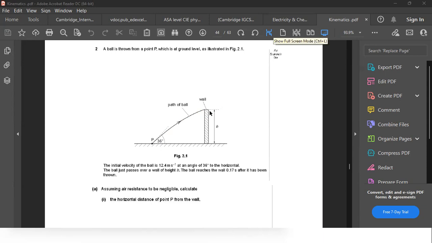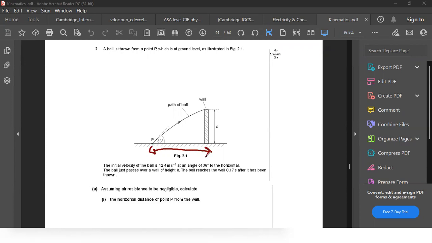Okay, so the initial velocity of the ball is 12.4 at an angle of 36 degrees to the horizontal. The ball just passes over the wall of height h. The ball reaches the wall 0.17 seconds after it has been thrown. Assuming air resistance is negligible, calculate the horizontal distance from P to the wall. So you have to tell me what is the horizontal distance from point P to the wall.